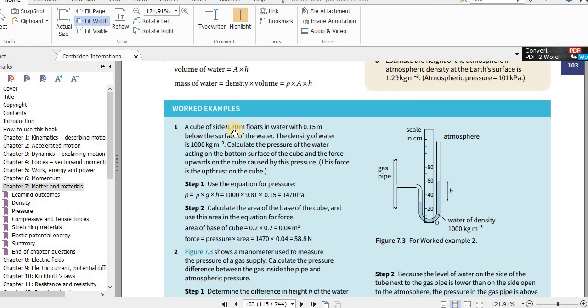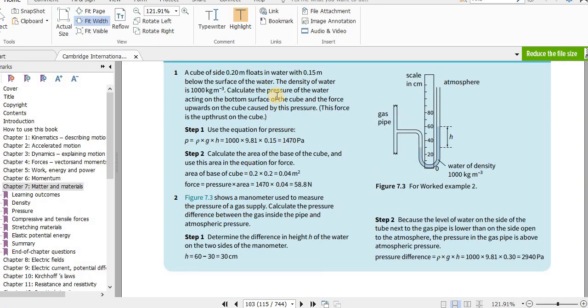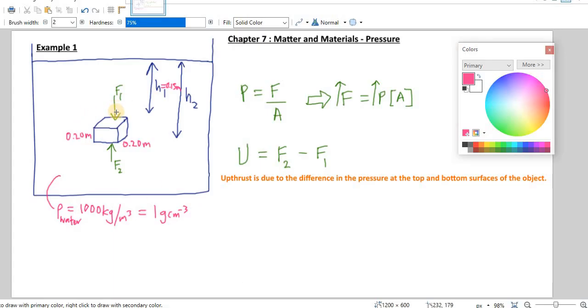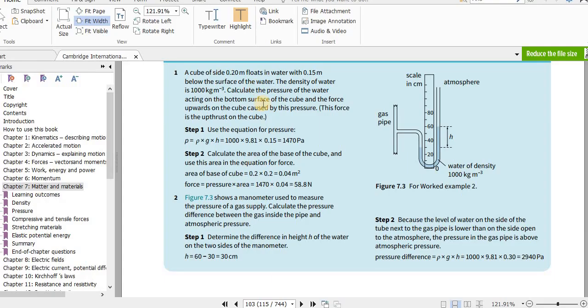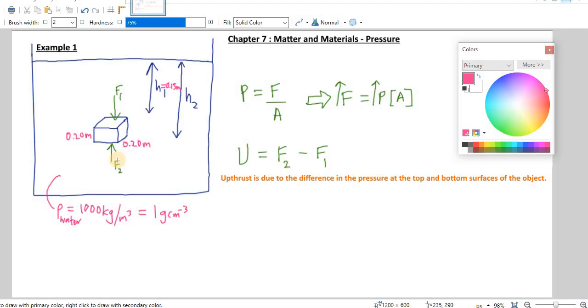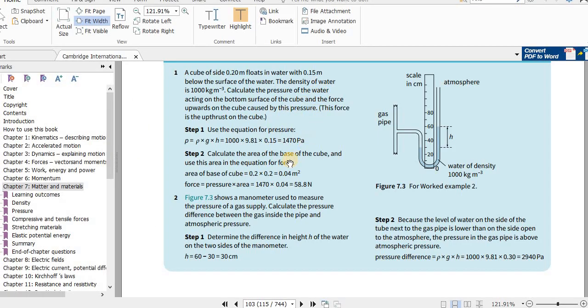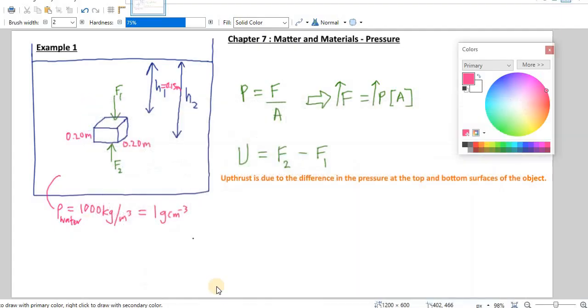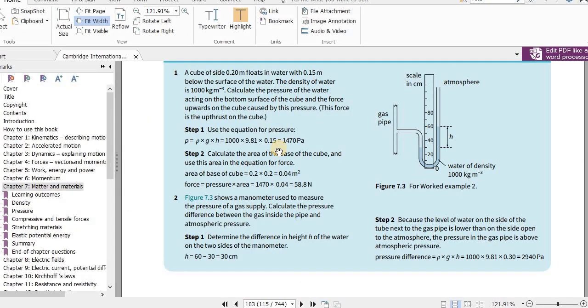The cube is of side 0.2 meters, and there is a small problem with this question. What I explained is the correct thing. The upthrust is due to the pressure differences, and it is F2 minus F1. Now what the book has done is actually finding F2, and F2 is not the upthrust. Upthrust is due to the difference in these two, but the book vaguely says that it is the upthrust. Anyway, I will first explain this, and I think you understand that upthrust is actually the difference in these two. So let's see what the book says.